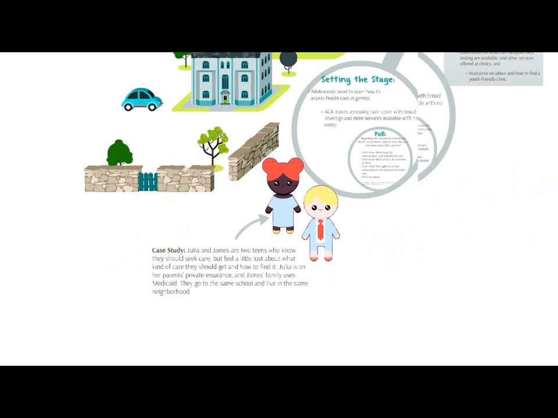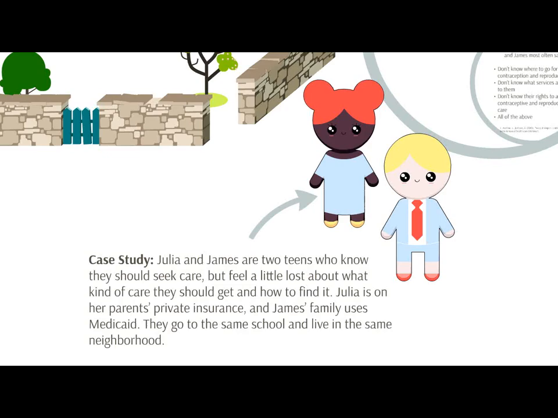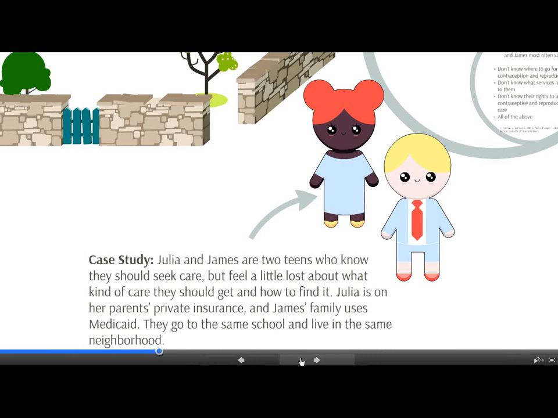So we're going to explore this concept through a case study. We have James and Julia here. James and Julia are two teens who know that they should seek care, but they feel a little lost about what kind of care they should get and how they should get it. Julia is on her parents' private insurance, and James's family uses Medicaid. They go to the same school, and they live in the same neighborhood. So we're going to follow the two of them through their journey to learn more about what kind of services they can get.